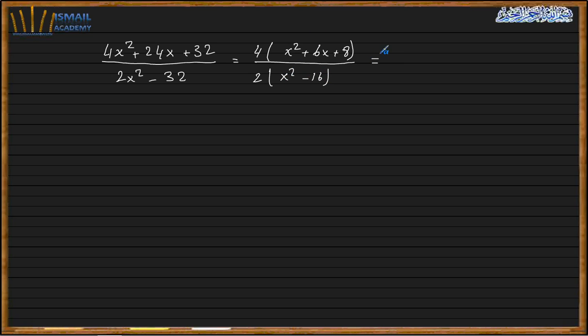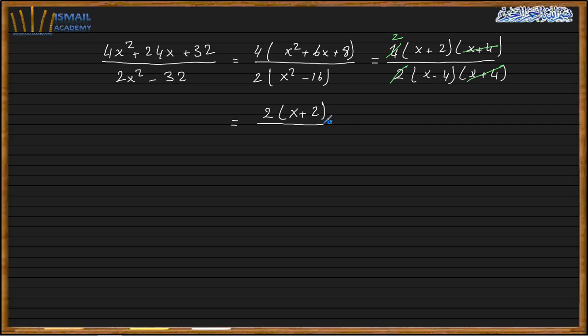Now I factor this using direct factoring. So 4 times x plus 2 times x plus 4, and here we have 2 times x minus 4 times x plus 4. As you see, we have x plus 4 as a common factor, and here we have 2 as a common factor. So my final answer should be 2 times x plus 2 over x minus 4. If I distribute, I get 2x plus 4 over x minus 4.